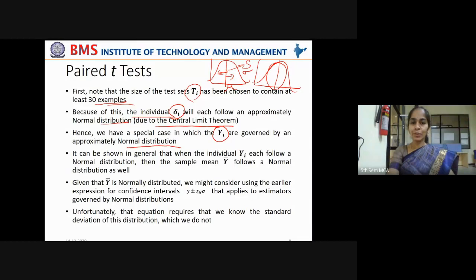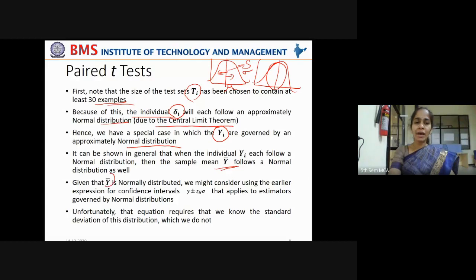Now it can be shown in general that when the individual yi each follow a normal distribution, then the sample mean also follows a normal distribution. Common sense, right? If each of the values in y follows a normal distribution, then the whole sample also follows the normal distribution, and the mean of the parameter also follows the normal distribution.